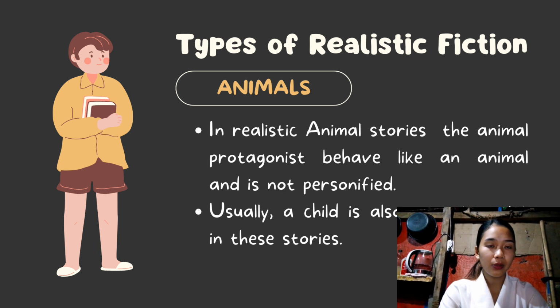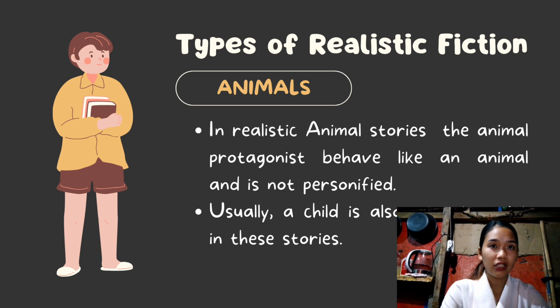And now we are done with the community, and now we are tackling animals. How are animals portrayed in realistic fiction? In realistic animal stories, the animal protagonists behave like animals and are not personified. Animal protagonists in realistic fiction stories feature animals behaving naturally, focusing on their instincts, survival, and interactions with their environment. Usually, a child is also a protagonist in these stories.